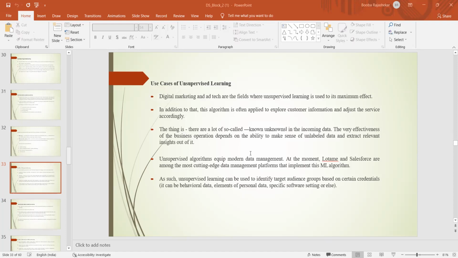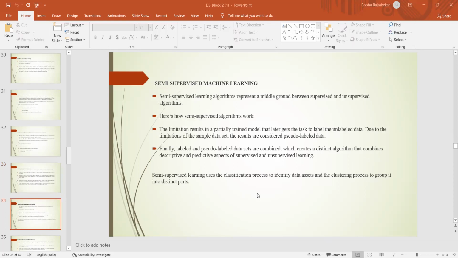At the moment, Salesforce is among the most cutting-edge data management platforms that implement ML algorithms. Unsupervised learning can be used to identify target audience groups based on certain credentials.